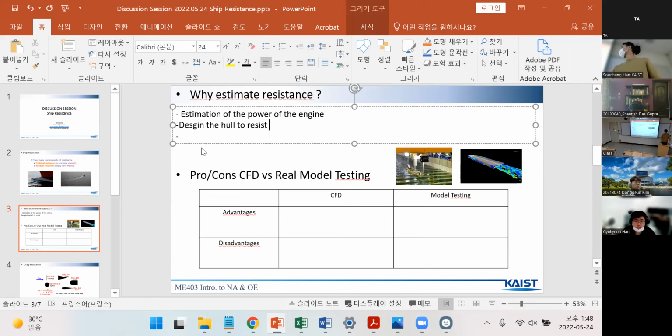So for estimating the ship resistance, there are a lot of methods, but here we will focus on two, which are the CFD and the real model testing. Can you think about, for each method, some advantages and disadvantages?